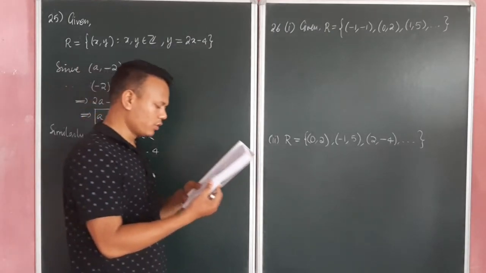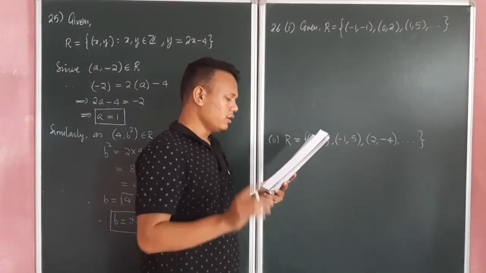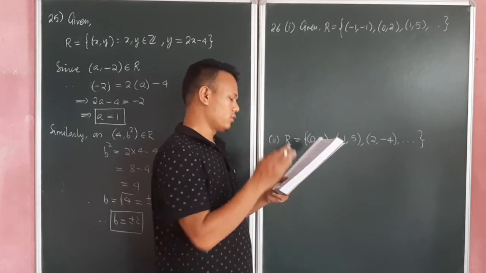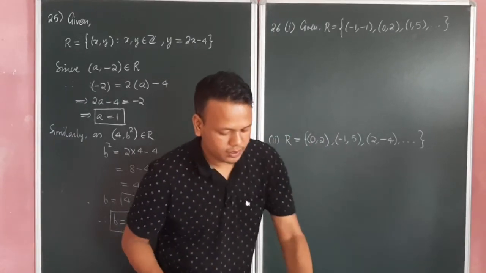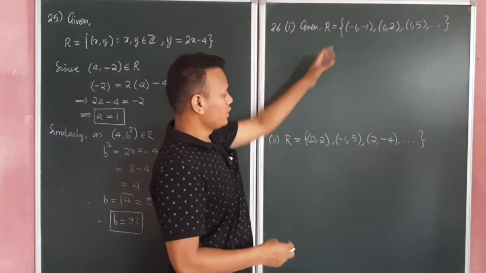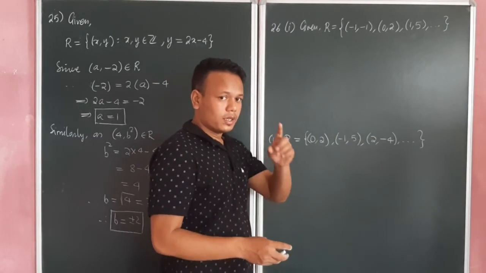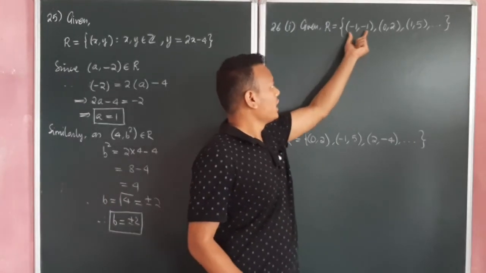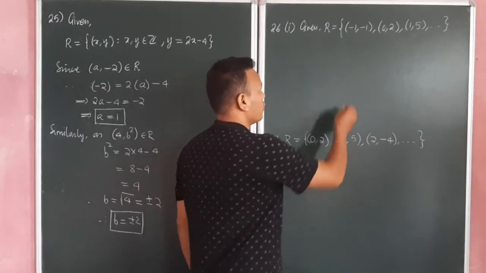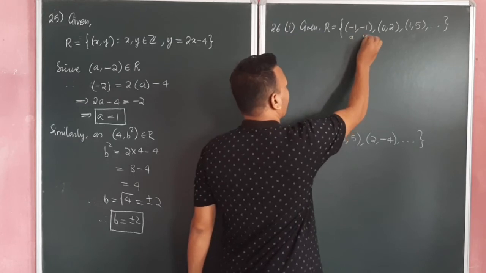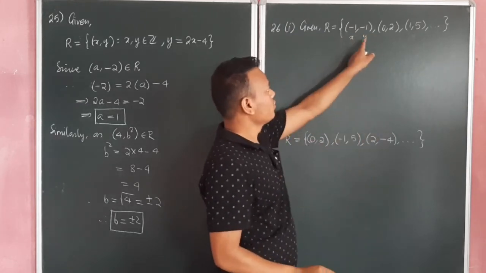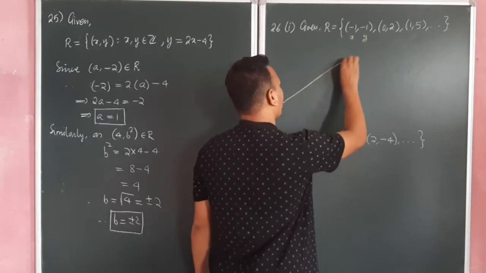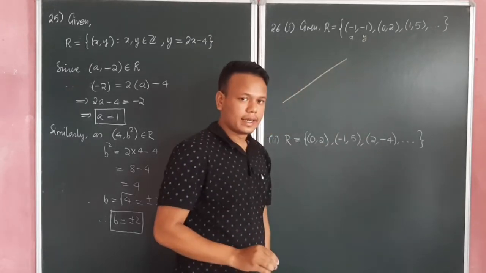Now next is question number 26. Let me read the question for you. The question says, find the linear relation between the components of the ordered pairs of the relation. So there are two relations given to you. This is the first relation and this is your second relation. Now you need to find the linear relationship between the elements. That means if this is my x and this is my y, then what will be the linear relationship between them? Now remember, linear means you should be able to draw a straight line.